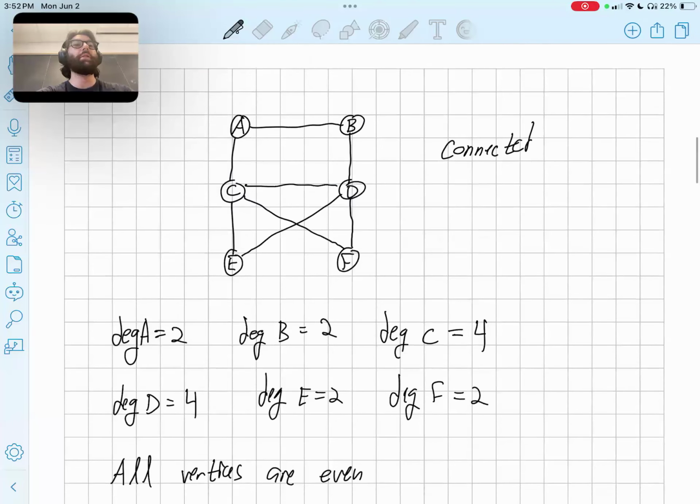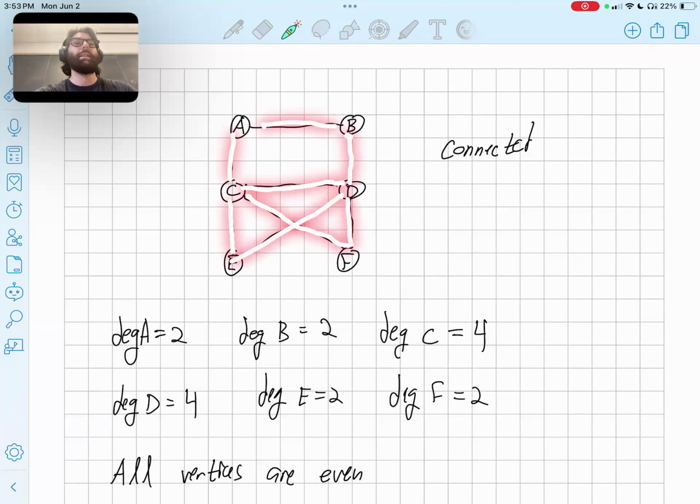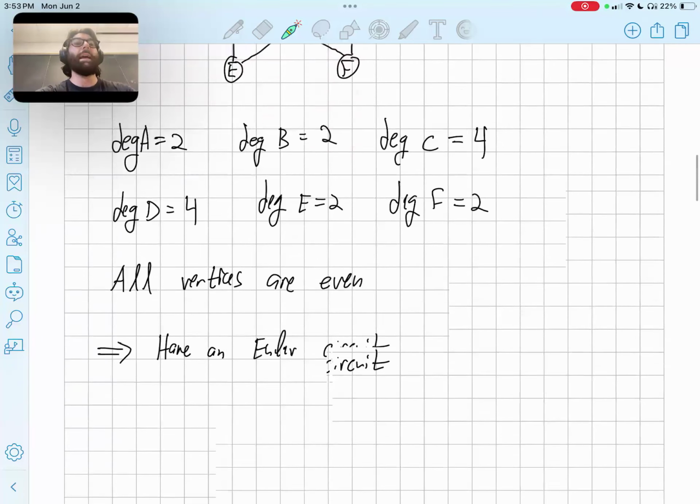One such Euler circuit, if we start on, say, E, then we could do E to D to F to C. Oh, sorry, that's wrong. We could do E to C to A to B to D to C to F to D to E. And so we start and end at E.